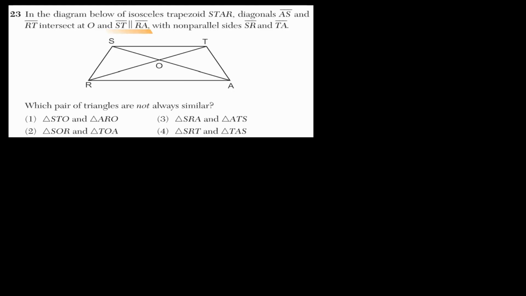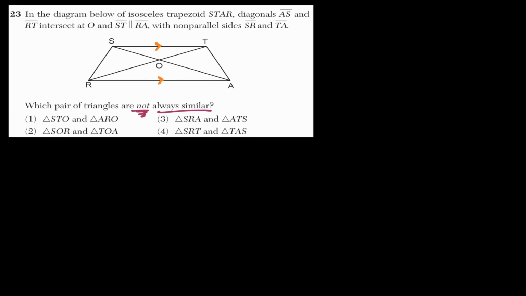So let's actually put that in the diagram. ST is the upper line segment, and RA is the bottom line segment. And lastly, SR and TA are just line segments. They are non-parallel. And what we would like to know is which of the following segments are not always similar. So essentially, we are looking for similar triangles.